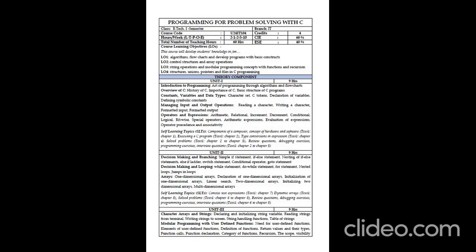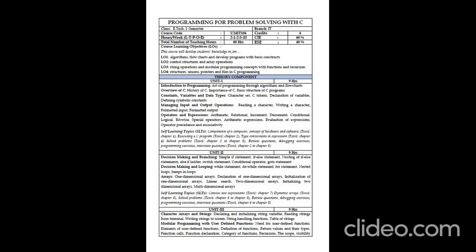In that, history of C language, importance of C language, basic structure of C programs, and algorithm and flowcharts with constants, variables, and data types in C programming, how to manage input and output operations in C programming, what are the operators and expressions used in C programming. So these concepts will be discussed in the first unit. Apart from that, a few topics are given to you as self-learning topics that you have to study on your own. They may be covered in your examination.